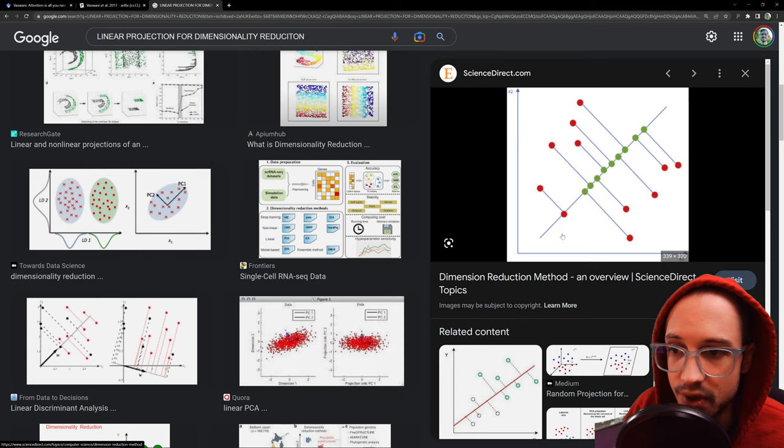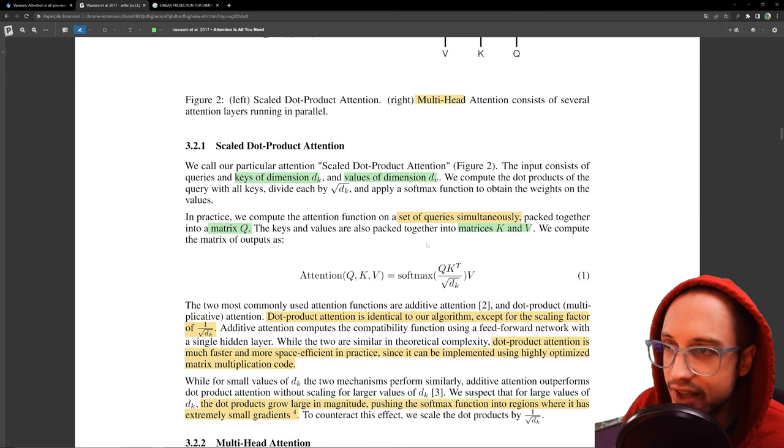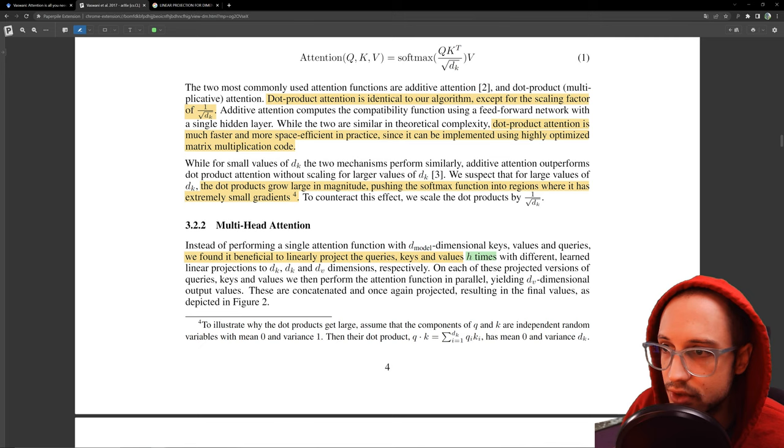So that's basically what they're doing here. They're saying these queries, keys, and values have some dimension, and we're going to linearly project it into usually a smaller dimension so that it's easier or faster to compute, right? Like it's just less dimensions to deal with. On each of these projected versions of queries, keys, and values, we then perform the attention function in parallel, yielding DV dimensional output values. These are concatenated and once again projected, resulting in the final values as depicted in figure 2.